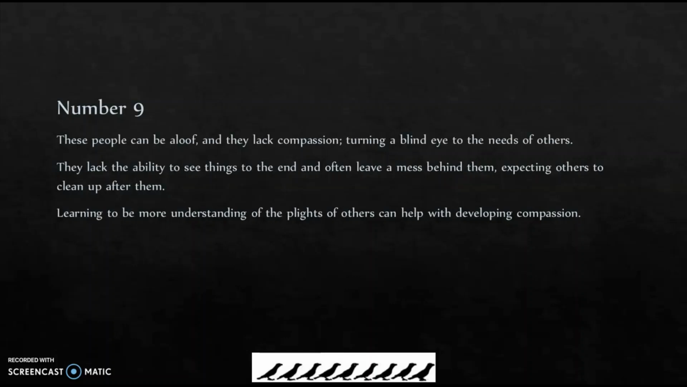Number 9. These people can be aloof and they lack compassion, turning a blind eye to the needs of others. They lack the ability to see things to the end and often leave a mess behind them, expecting others to clean up after them. Learning to be more understanding of the plights of others can help with developing compassion.